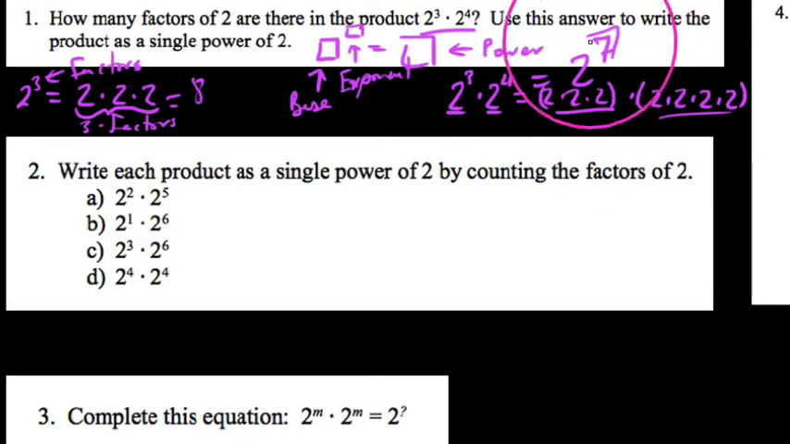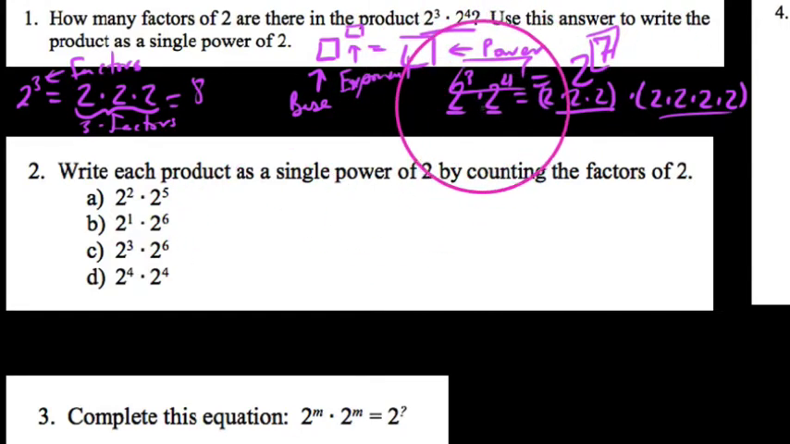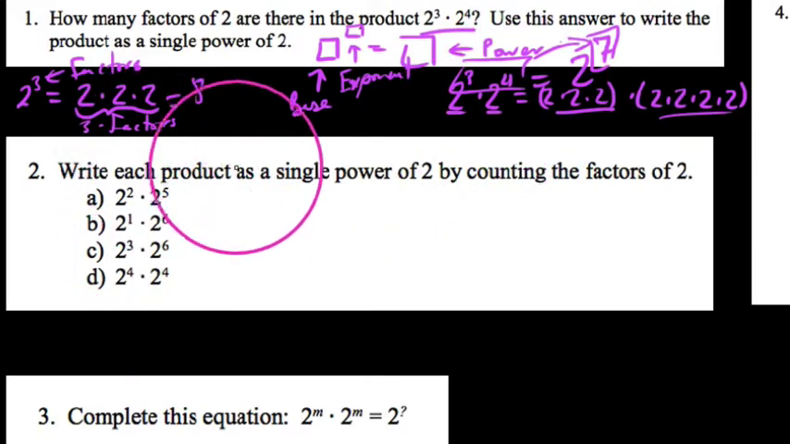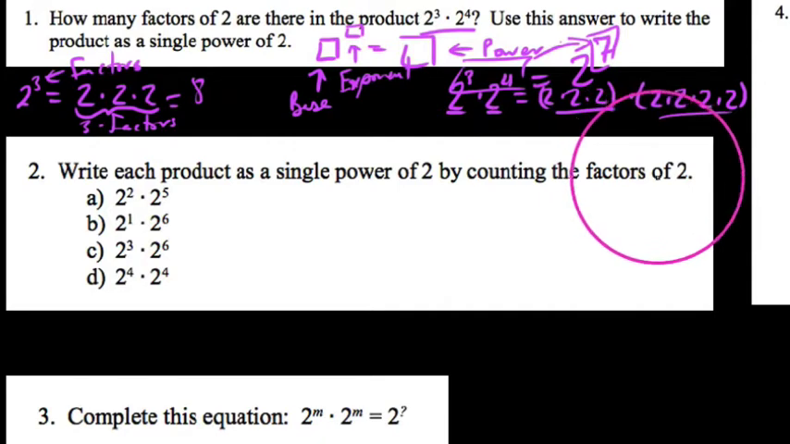And so the pattern that I want to pick up on here, and we're going to look at this in more detail in these next examples, is this. When we multiply two things with the same base, what can we do with their exponents? I notice I had a 3 here, a 4 here, and I got 7 for a response. So maybe my conjecture is this. Maybe I sum them, okay, and we'll talk about why. But it says write each product as a single power of 2 by counting the factors of 2.